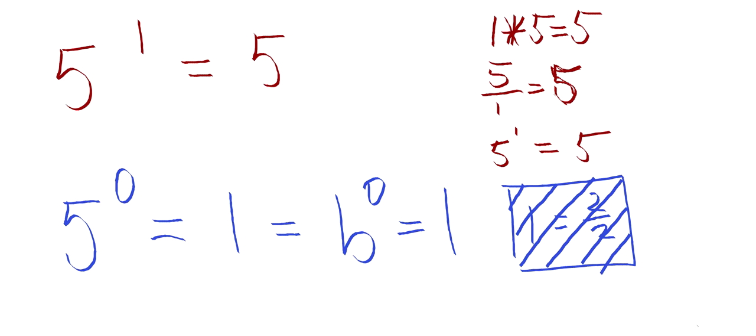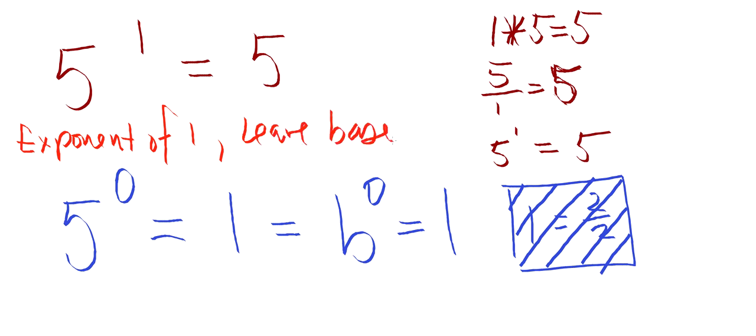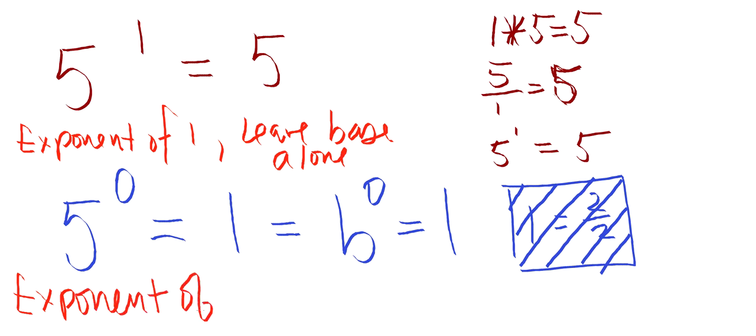So, rule. Exponent of 1: leave the base alone. And an exponent of 0: we rewrite it as 1. A little awkward, but it should be easy to remember.